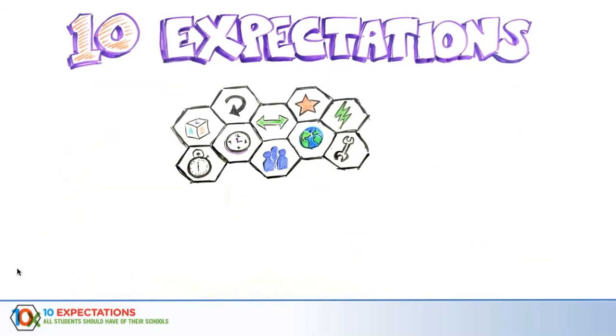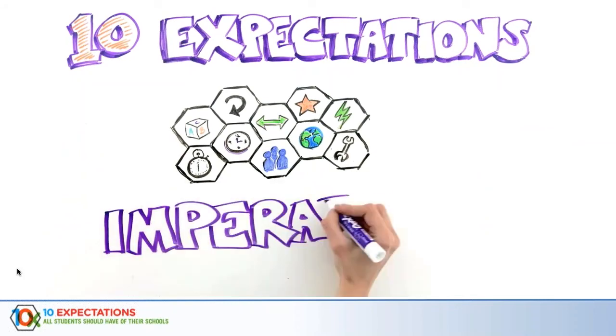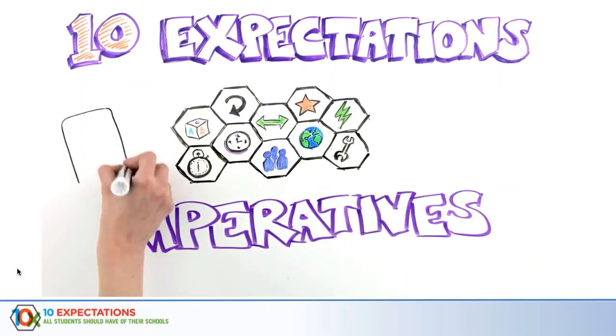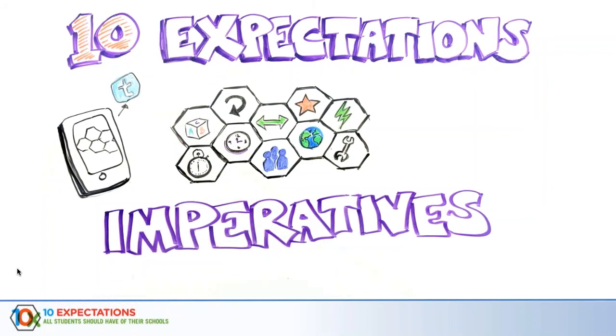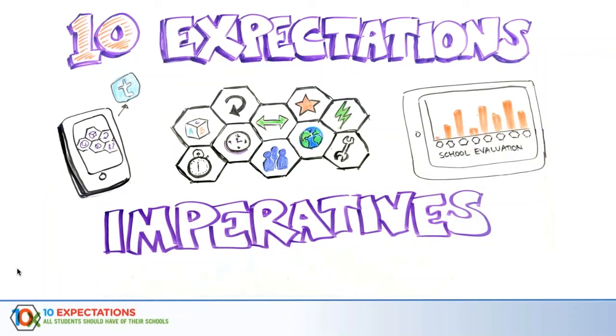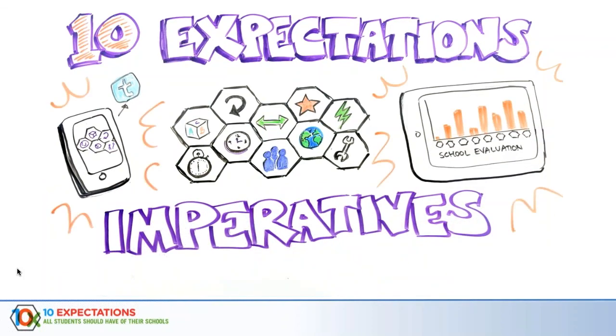So there you have it. 10 expectations that should have equal billing with the school's expectations of students. I think of these expectations as imperatives, must-haves for every learner. I'd like to tweet these imperatives to every teacher in America and post them on every school's webpage. I'd like to propose that schools evaluate themselves not just by their students' test scores, but also by students' judgments about how well the schools deliver on these imperatives. What do you think?